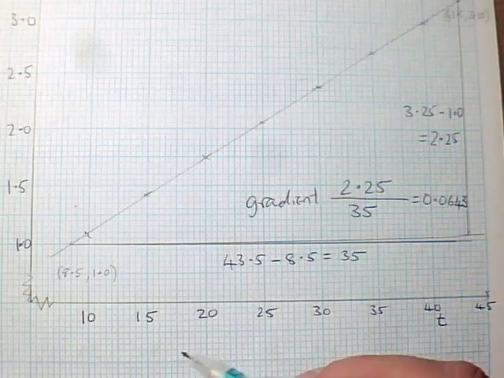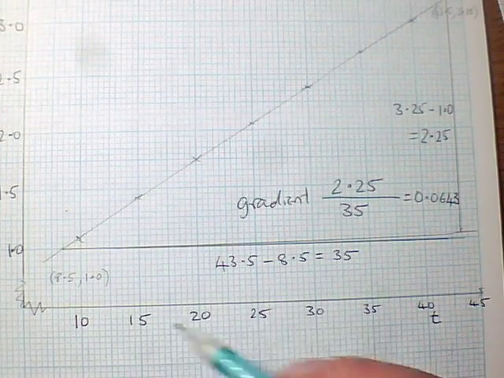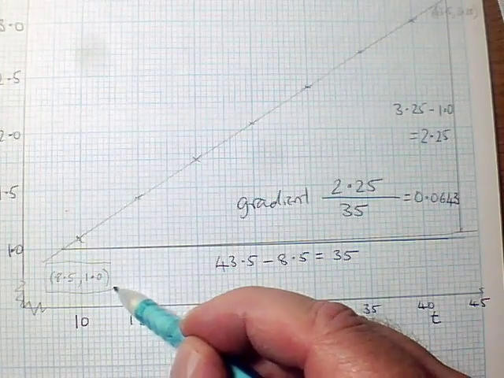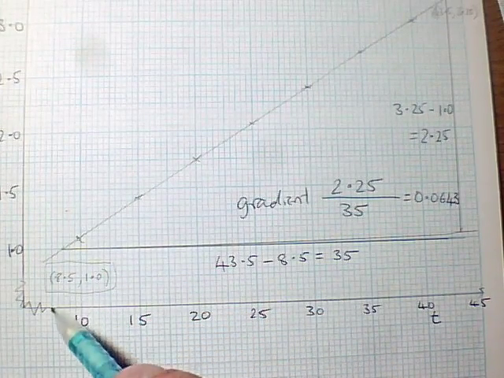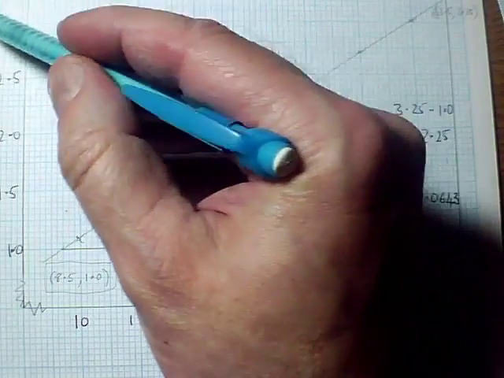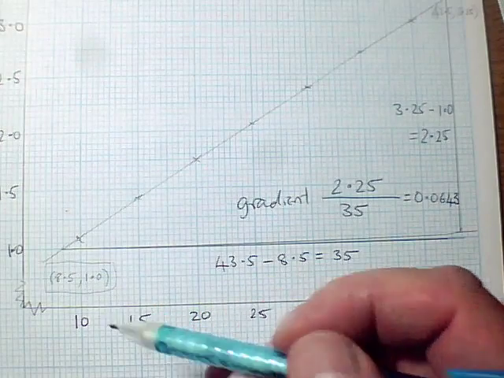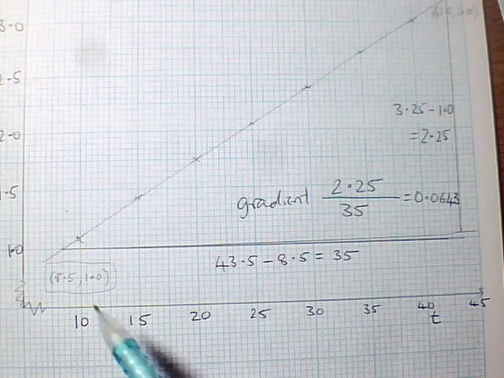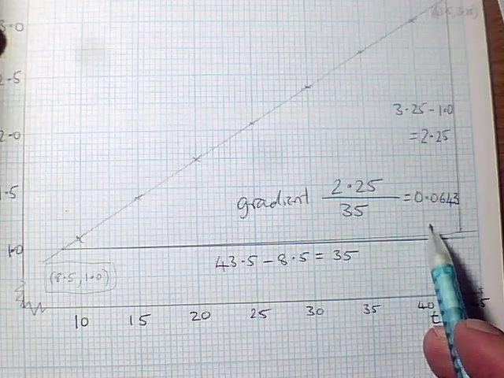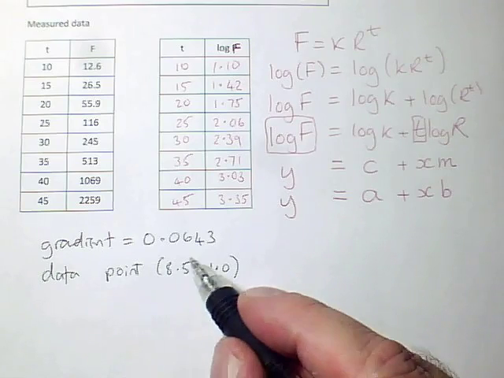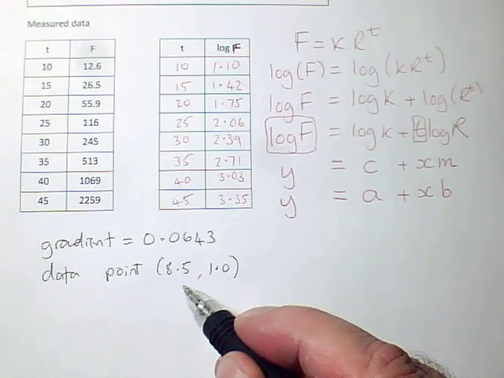Sometimes you can. If you haven't got the y-intercept visible, then what I need to do is use my equation together with a data point. So I've got a point here where the coordinates, t was 8.5, and the y-value, log of f, was 1.0. So I need to find a way of using that data point, 8.5, 1.0, as well as this gradient, 0.0643. Okay, so here's my gradient and that data point we talked about.